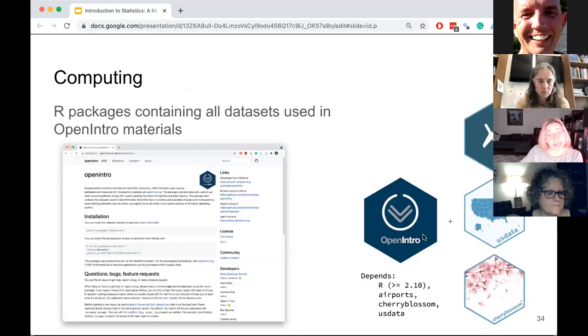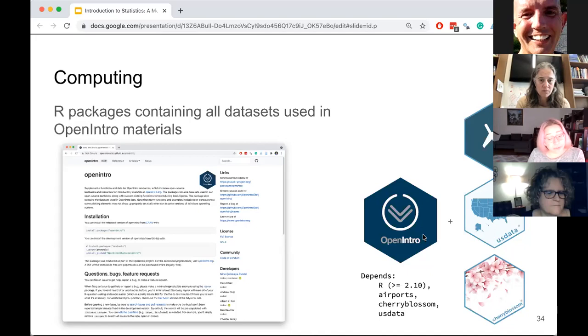And if you want to take things a step further, particularly for yourself, but maybe for your students as well, and you want to get access to all of the data sets that we're using in the textbook, they are available as an R package, which is again, open source and freely available. In fact, there's 4 R packages that, if you install one, you get all 4 together that contain all of the data sets used in OpenIntro materials.